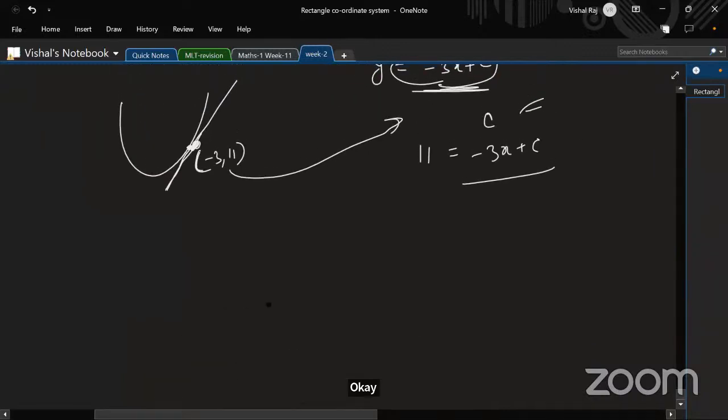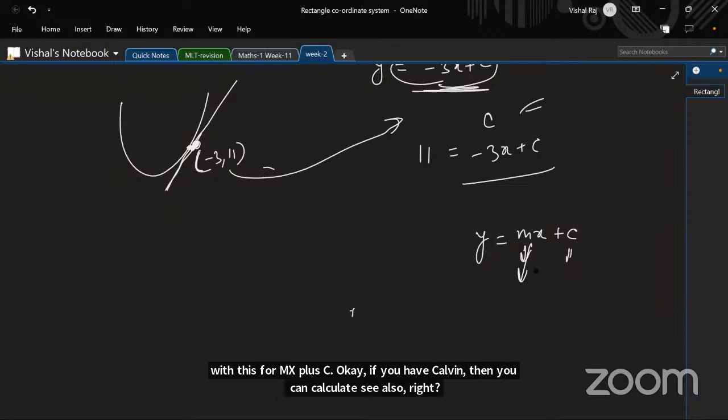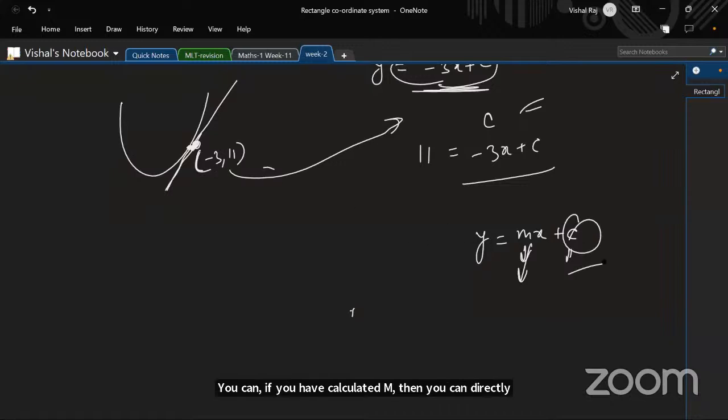I was just saying because we have started with this form mx plus c. After you have calculated m, you can calculate c also, right? If you have calculated m, then you can directly get the equation by the slope and passing through minus 3 comma 11. So this is what I have also used. So you can get the value of c.